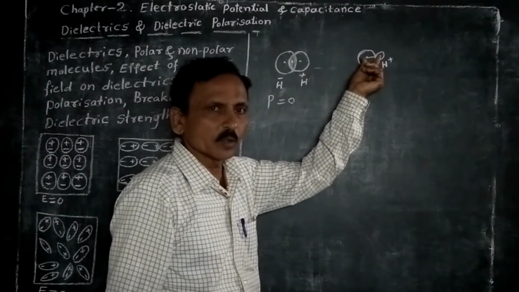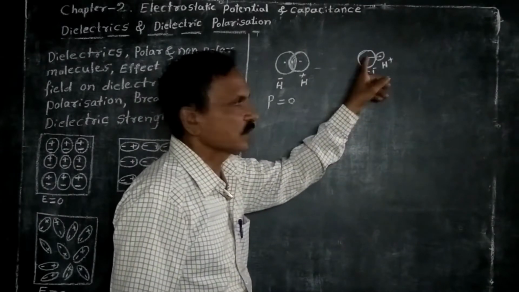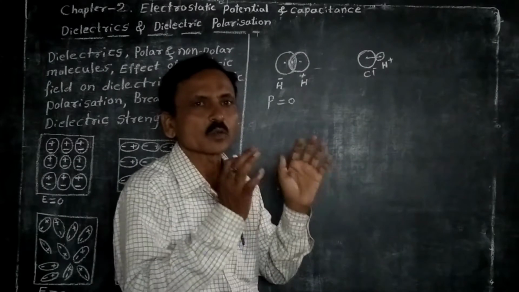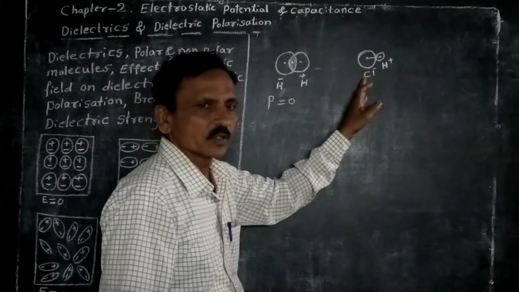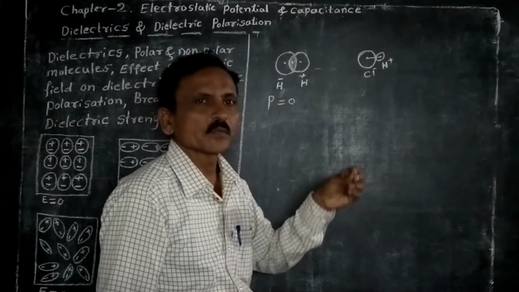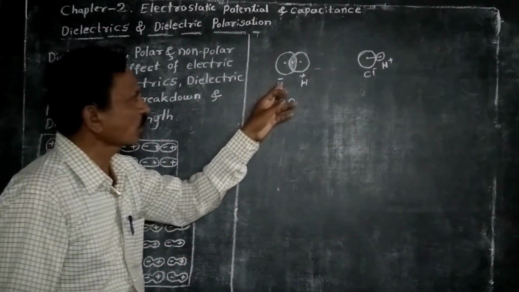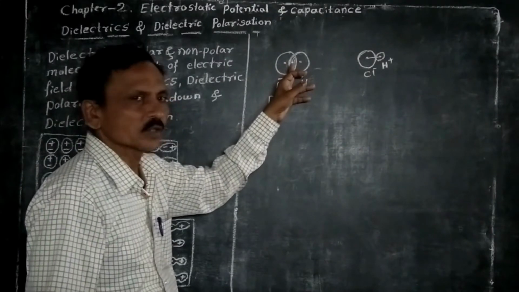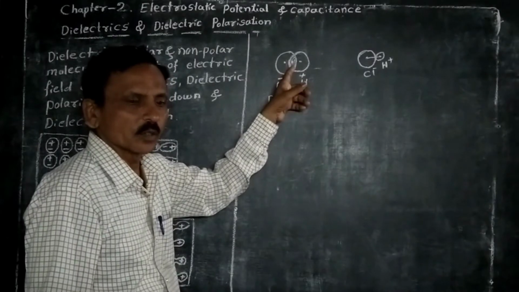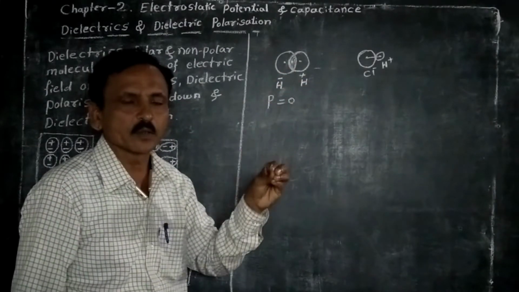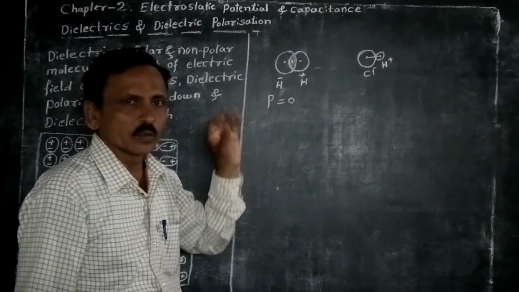Therefore, a molecule in which the center of negative charge and the center of positive charge do not coincide is called a polar molecule. For example, HCl, water, ammonia, etc. Clear? Therefore, a molecule in which the center of positive charge and the center of negative charge coincide is called a non-polar molecule. For example, hydrogen, nitrogen, oxygen, etc. And the permanent dipole moment is equal to 0.